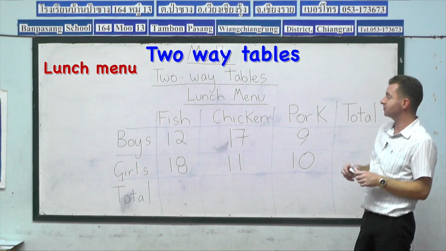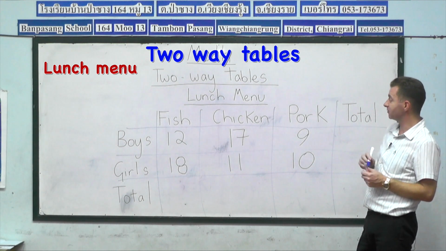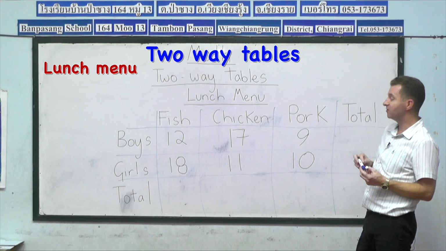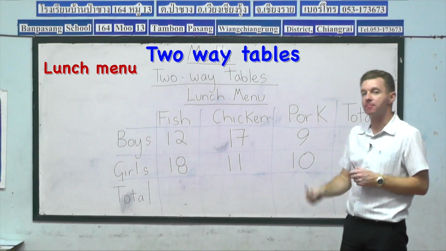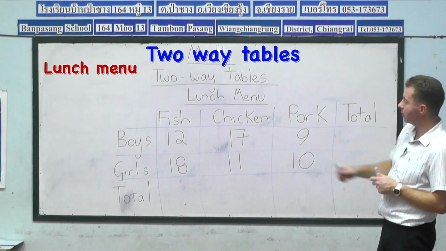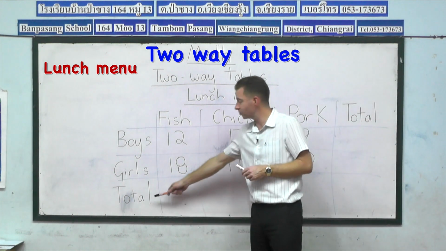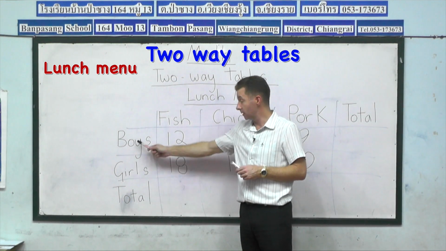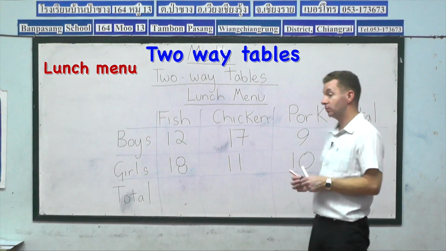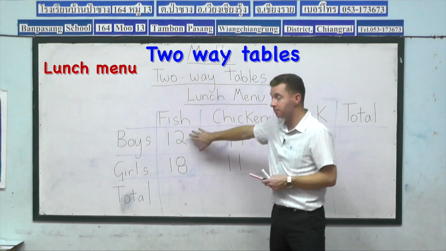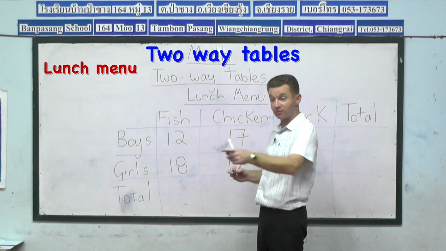And how many girls have chosen chicken? 11. And how many boys have chosen fish? 12. Okay, so that's how we read the information. And what we can also do now is we can add the totals. So who can tell me what is the total number of students, boys and girls, who chose fish? 30. You see, we have 12 for boys and 18 for girls. So we can add the two amounts together for our total.